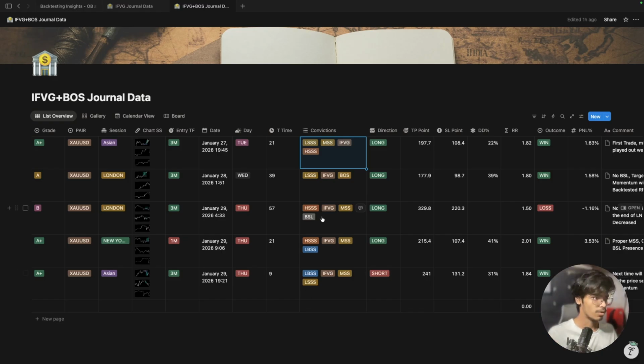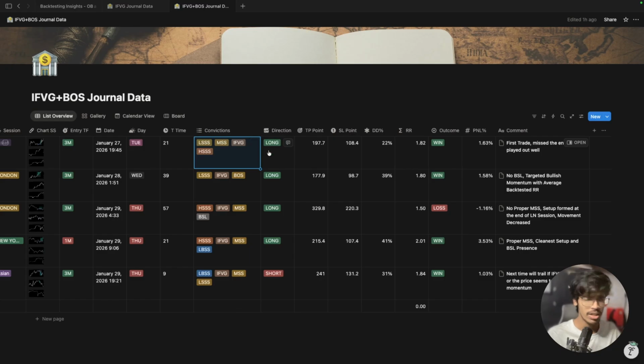Okay, let's go on. So what was our direction? Did we long or did we short the trade? Second is TP points. What was the average? Because it's gold, and right now the gold is moving very volatile. So it's the TP points, you can see it's very high, 197, 177. So TP points, stop loss points.